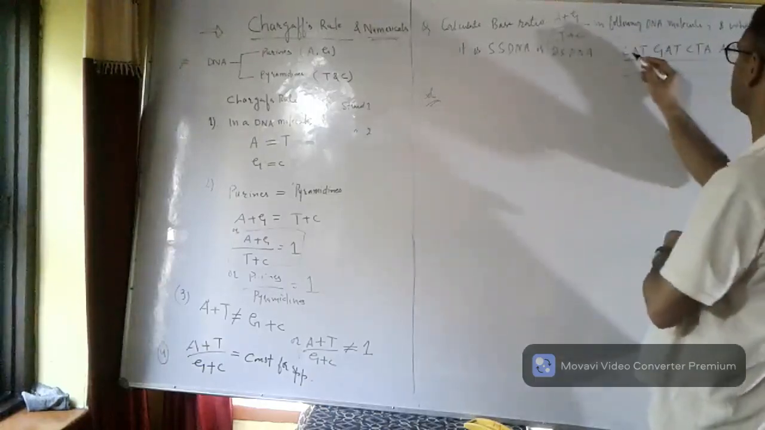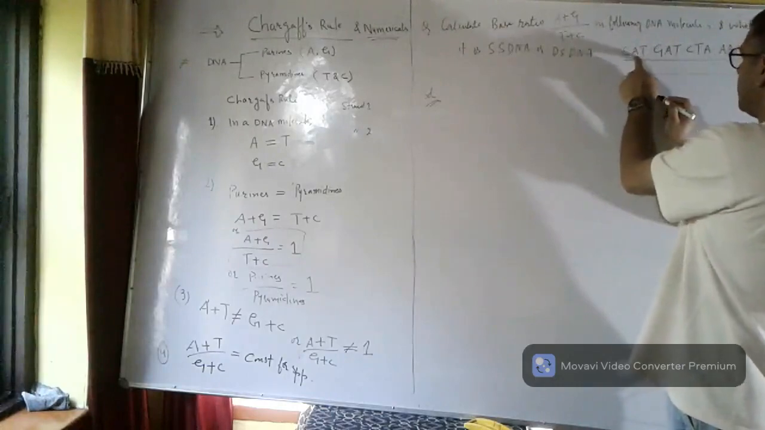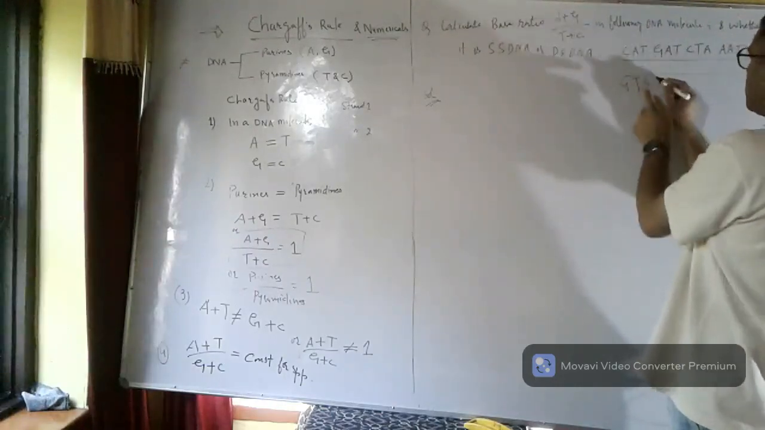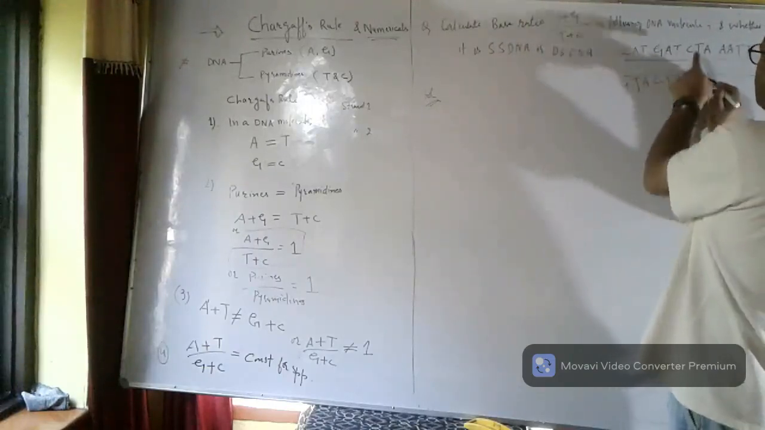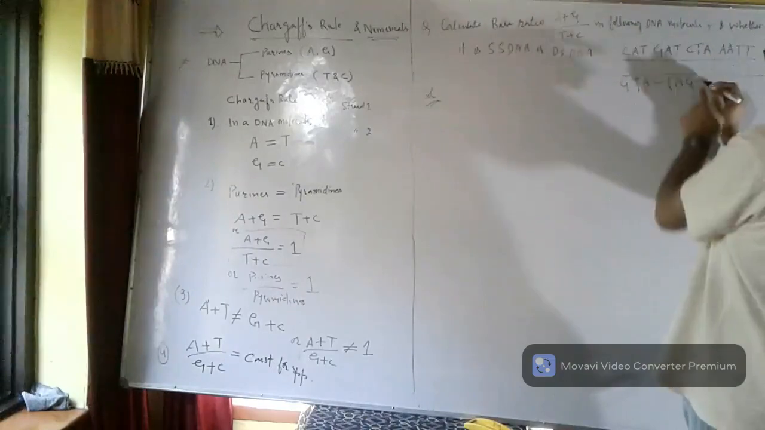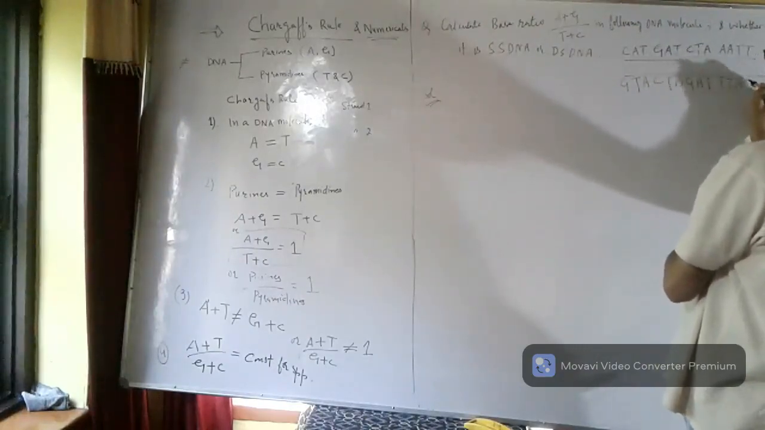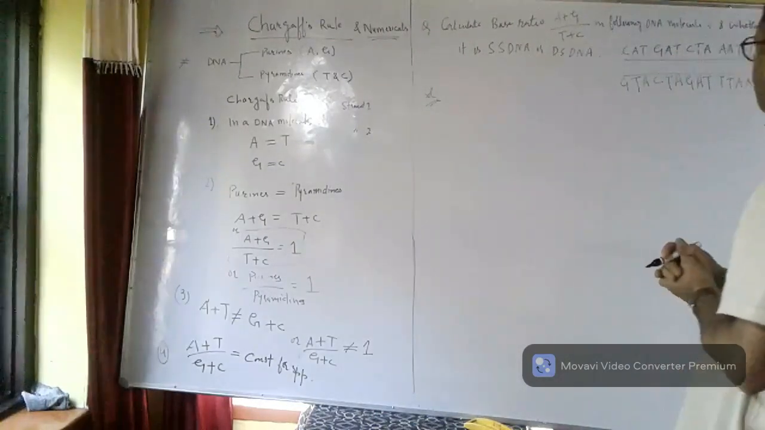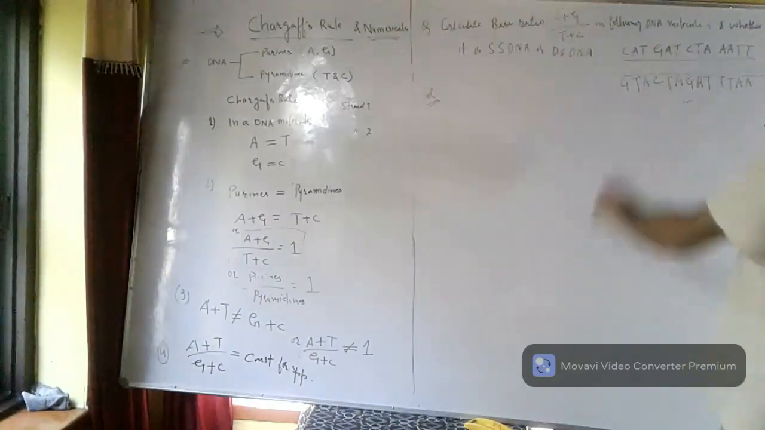In the other strand, cytosine pairs with guanine, adenine pairs with thymine, thymine pairs with adenine, guanine pairs with cytosine, adenine pairs with thymine, thymine pairs with adenine, cytosine pairs with guanine, thymine pairs with adenine, adenine pairs with thymine. Adenine always pairs with thymine, and thymine pairs with adenine. So for this DNA molecule, we have to calculate the base ratio and tell whether it is single stranded or double stranded.